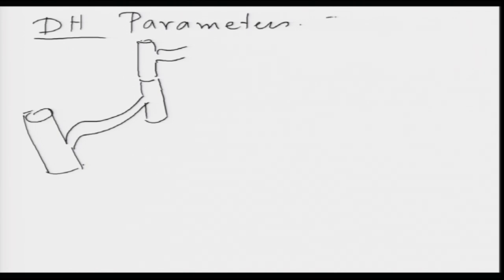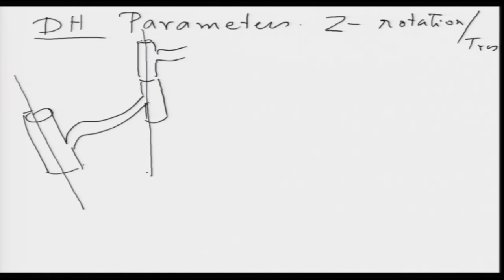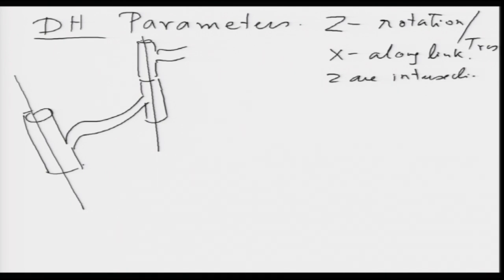Now, in DH parameters, the Z axis is the axis of rotation or translation. In this particular case, our Z axis is like this, and for the next link the Z axis is like that. So the first thing we do is assign our Z axis as the axis of rotation or translation. The X axis is along the link, and if these Z's are intersecting, then the x-axis is perpendicular to the plane of the z's. So, essentially we have to assign our z-axis and the x-axis.